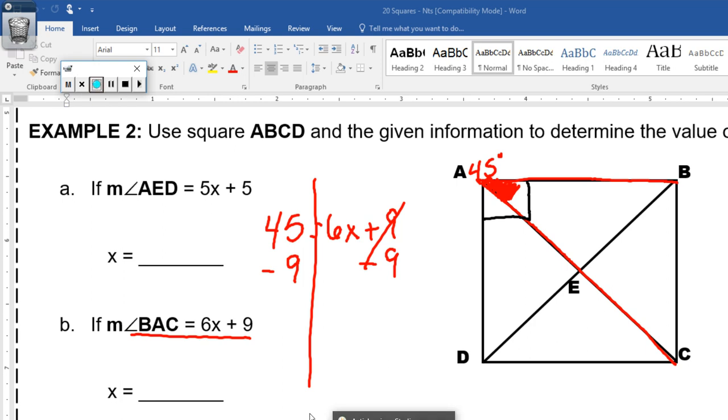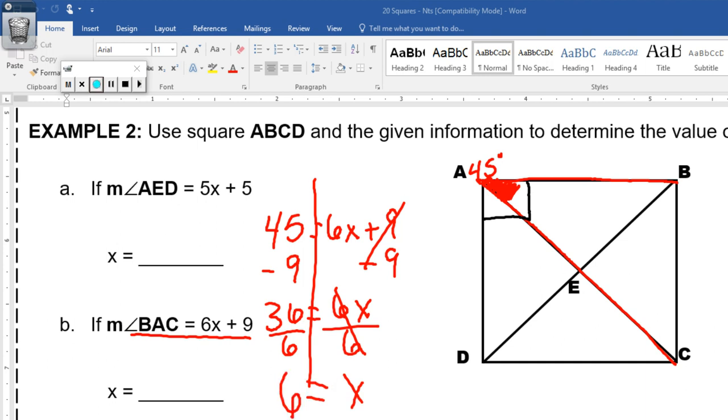So we know that 45 minus 9 is just going to be 36, equals 6x. We divide both sides by 6. Cancel it out, so x equals 6.